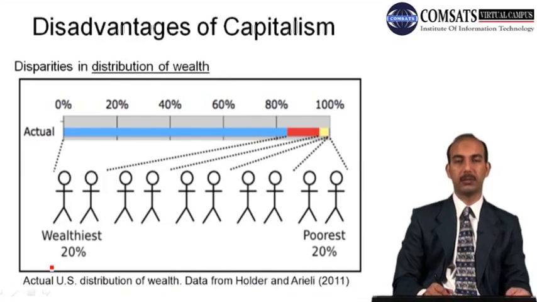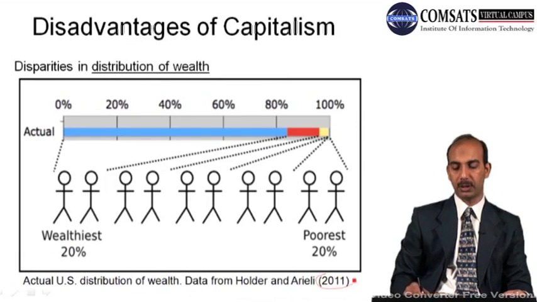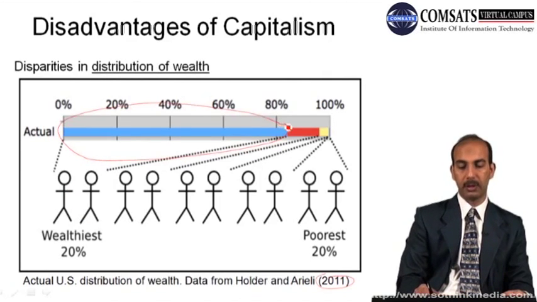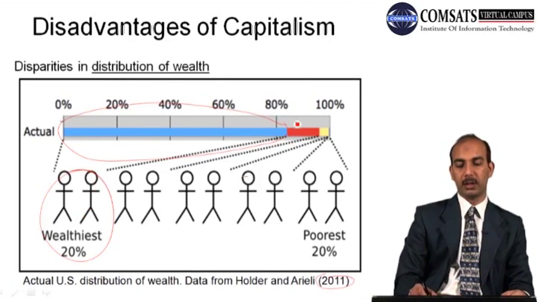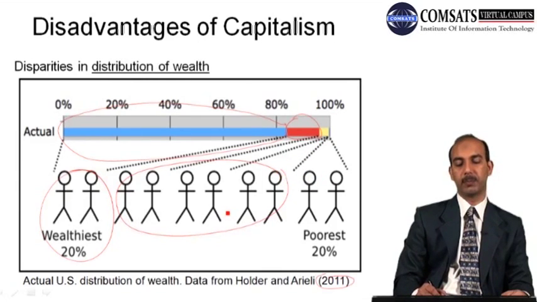So these are some facts and figures from the American economy. It's the actual US distribution of wealth data from Holder and Ariely 2011. So you can see here more than 80% of wealth is owned by only 20% of the population. And then the middle class, they own about 5 to 6%, and they are about 60% of the population. And the poorest of them, they own only about 1 to 2% of the total wealth.